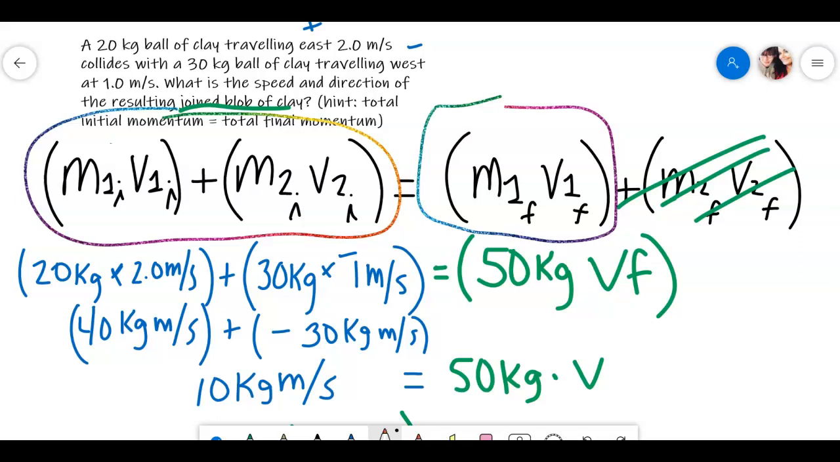If it were a collision where they bounced off each other and went opposite directions, you would have to contend with this part too. Okay? So where they bounced off and kept themselves separate, you would have to contend with both the mass and velocity of each object separately after the collision. Hopefully that makes some sense and that helps you a little bit with this type of problem.